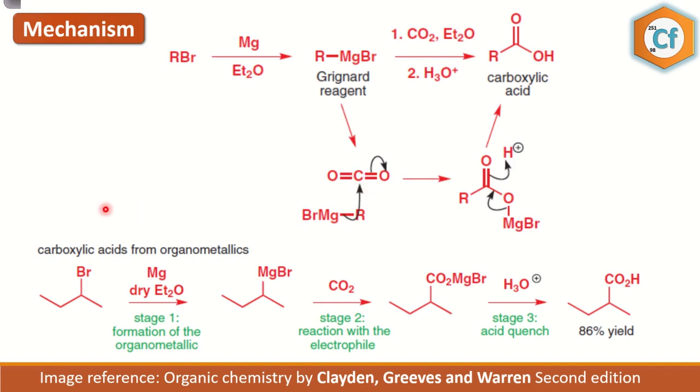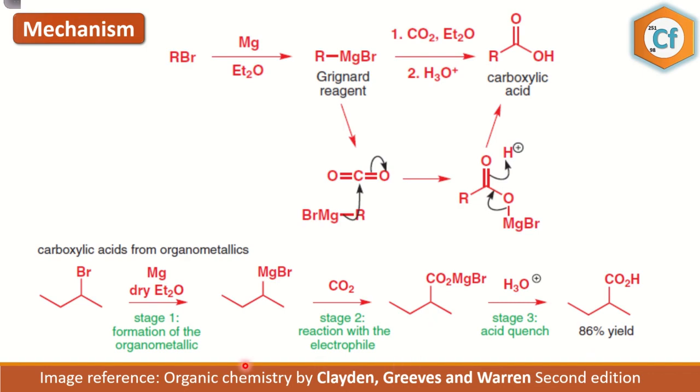I have given you one more example. So here I have taken 2-bromobutane. When it is treated with magnesium in dry ether, diethyl ether, an organometallic compound is formed which is known as Grignard reagent. This Grignard reagent on reaction with carbon dioxide forms this intermediate. This negative carbon attacks onto the carbon similarly like this, and we'll get this butyl group and this CO2MgBr. On hydrolysis it will give this carboxylic acid. So it is 2-methyl butanoic acid, and it is given in 86% yield.